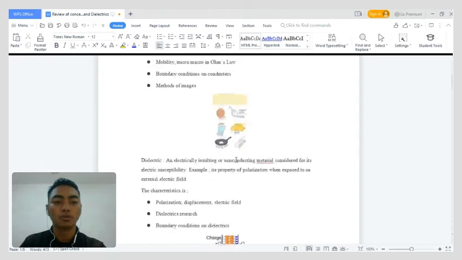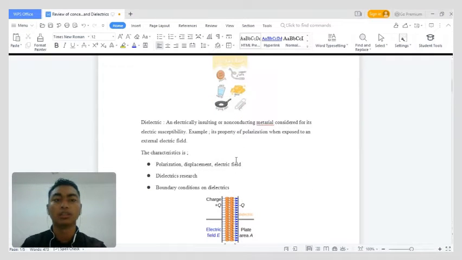Now I go to dielectric. The definition of dielectric is an electrically insulating or non-conducting material considered for its electric susceptibility. An example is the property of polarization when exposed to an external electric field. The characteristics are: first, polarization, displacement, electric field; second, dielectric constant; and third, boundary condition on dielectric.